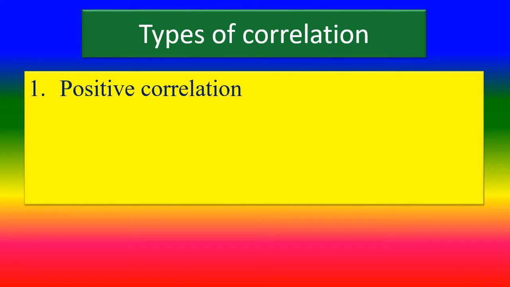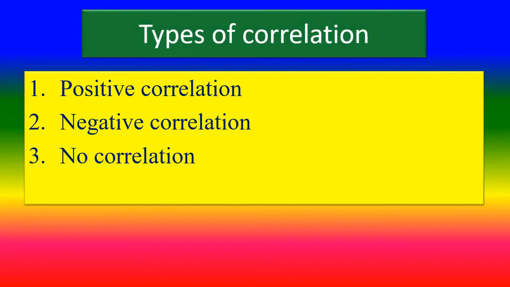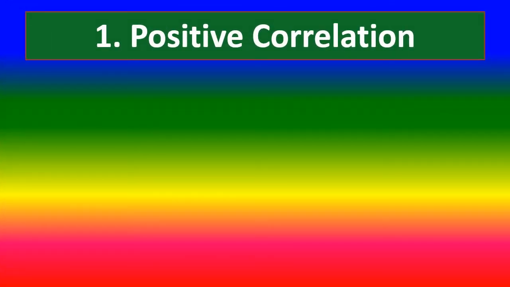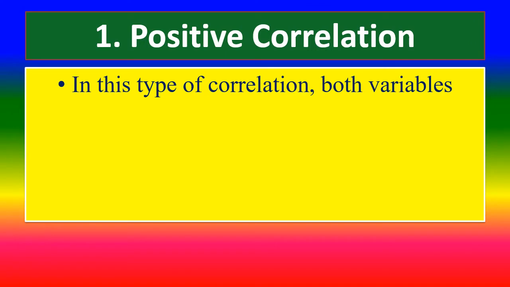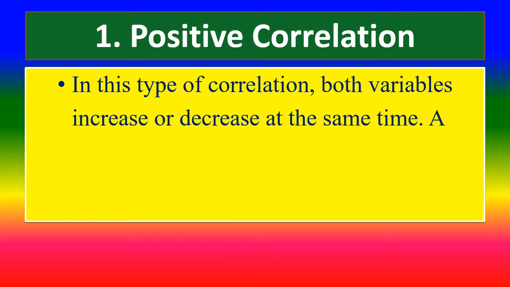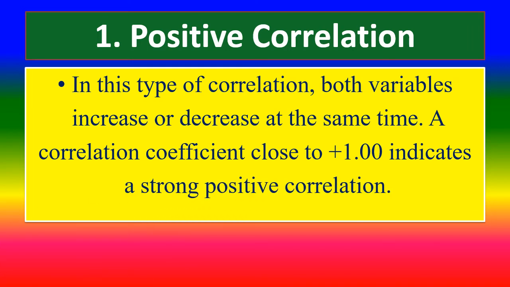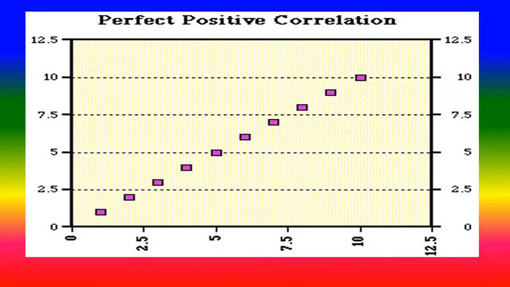Types of correlation. There are three types of correlation: positive correlation, negative correlation, and no correlation. First, we are going to deal with positive correlation. In this type of correlation, both variables increase or decrease at the same time. A correlation coefficient close to +1 indicates a strong positive correlation. Look at this graph. It is a perfect positive correlation.